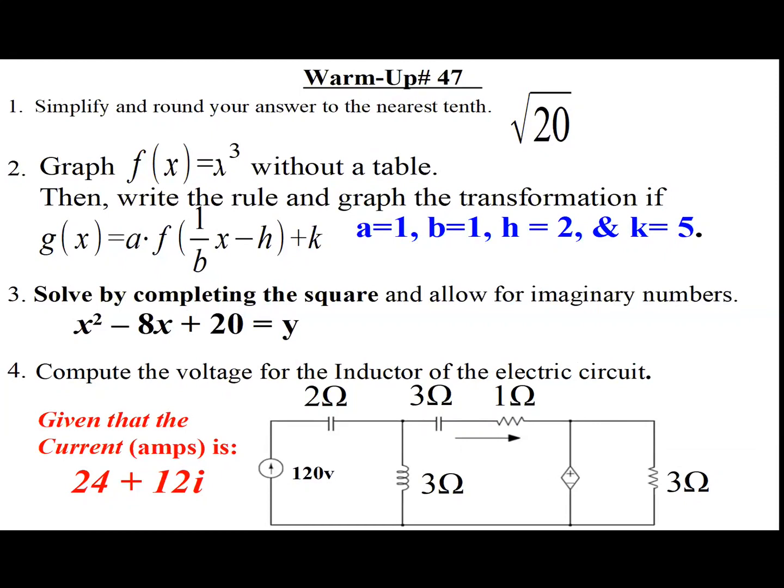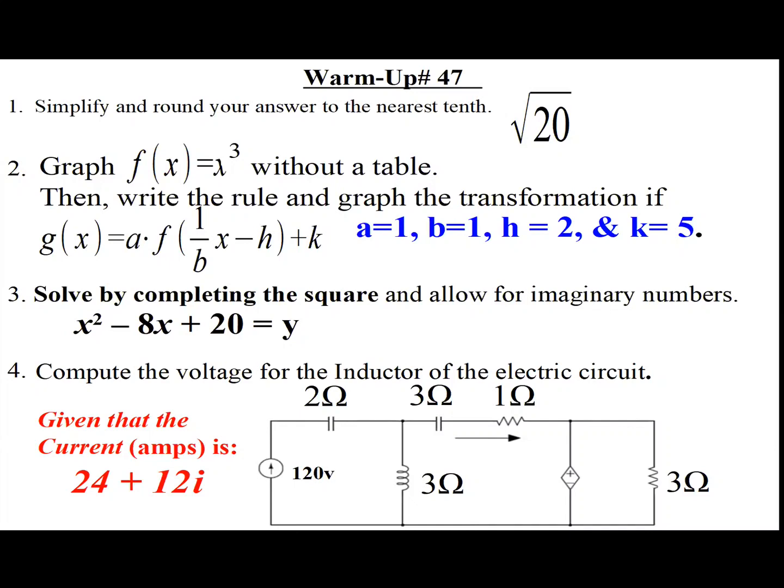Number 2 says graph f of x equals x cubed without a table. Then write the rule and graph the transformation if g of x equals a times f of, parentheses, 1 over bx minus h, close parentheses, plus k. The parameters given are a equals 1, b equals 1, h equals 2, and k equals 5.